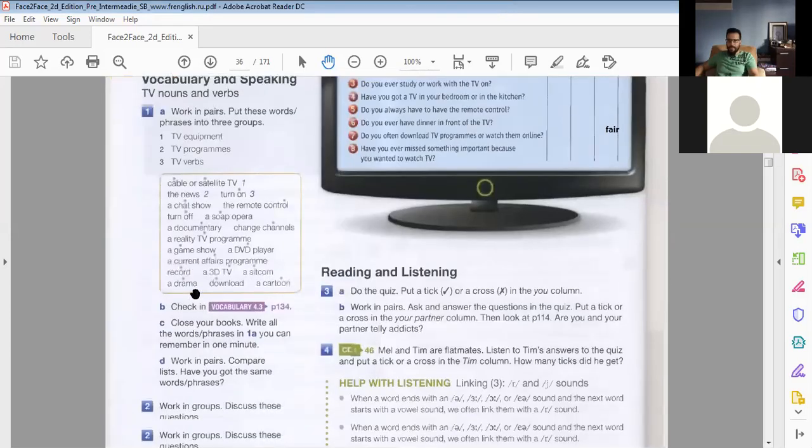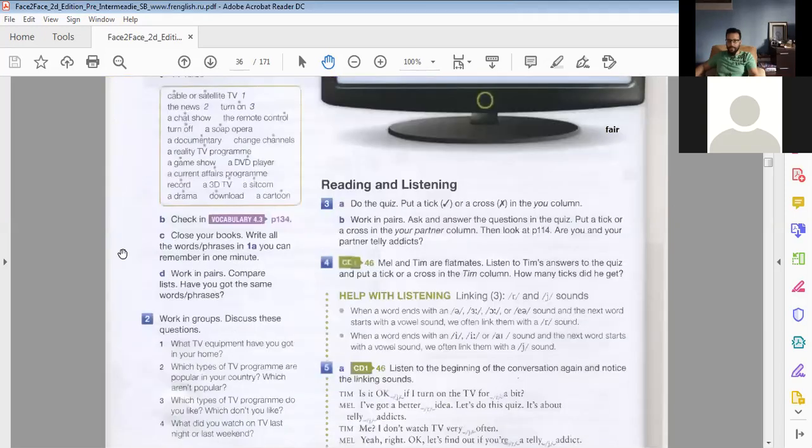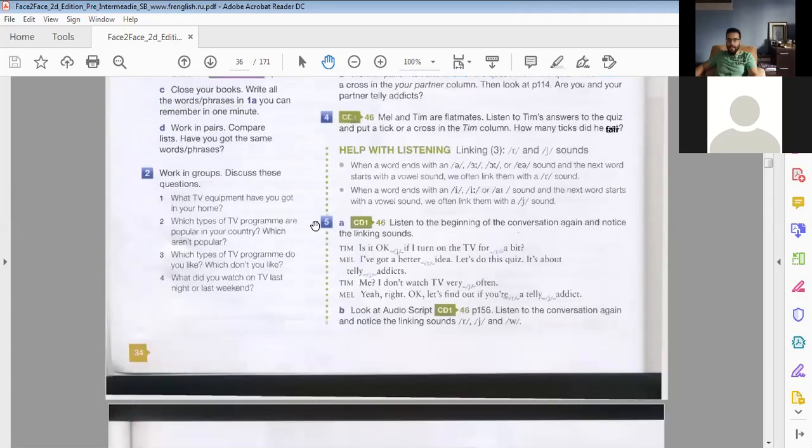Okay, so our next question says, write all the words and phrases you can remember in 1 minute. From the box we were talking about, how many words can you remember? You don't have to write them, just say them. I mean the box which had TV programs, TV equipment, and TV verbs. You don't have to say all of them, just the ones you remember.